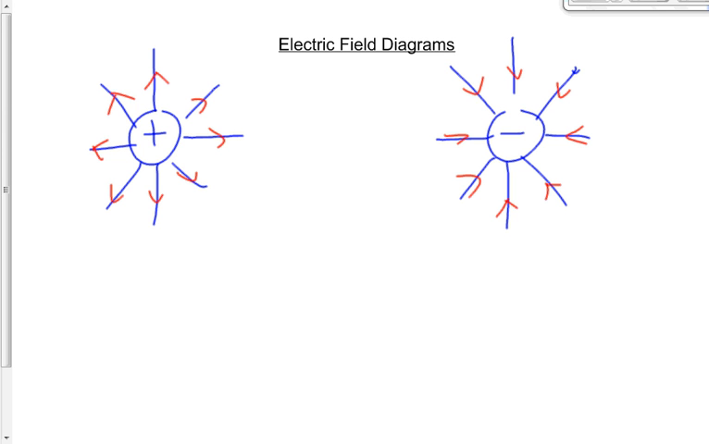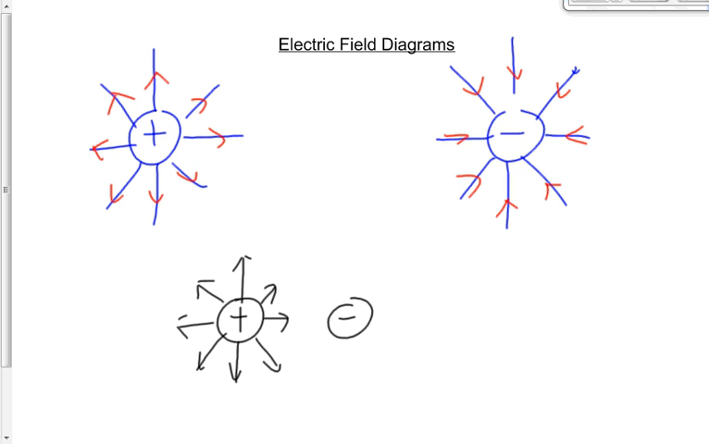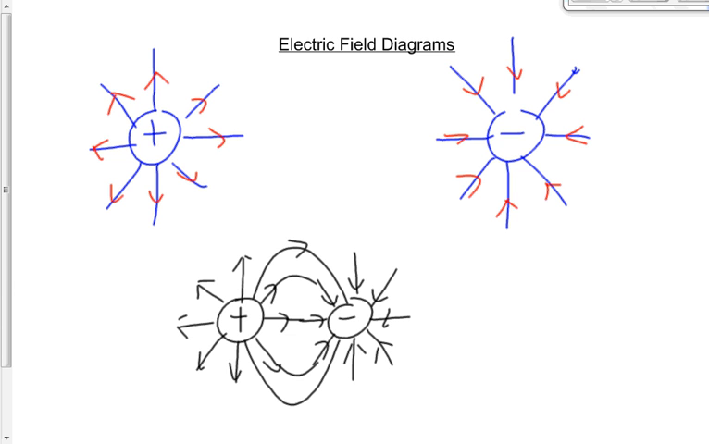Let's draw another one. This time you got a positive and negative that are pretty close to each other. And you can see that the field lines still look the same. But this time we're going to put them close enough together so that they may actually interact with each other. If that's the case, then all we're going to do is join the field lines together, and it's going to look something like this. The field lines leave the positive, they go toward the negative.